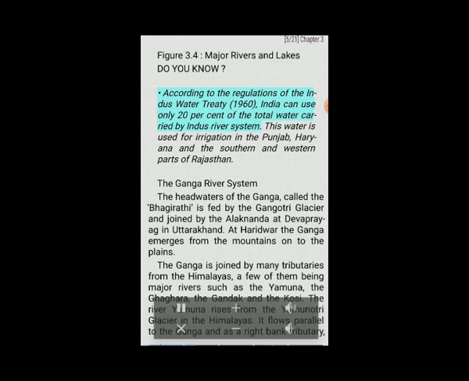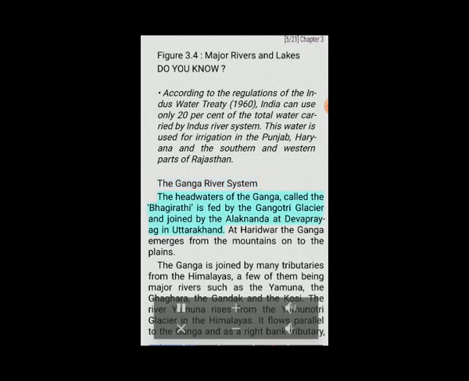Do you know? According to the regulations of the Indus Water Treaty, 1960, India can use only 20% of the total water carried by Indus River system. This water is used for irrigation in the Punjab, Haryana and the southern and western parts of Rajasthan.